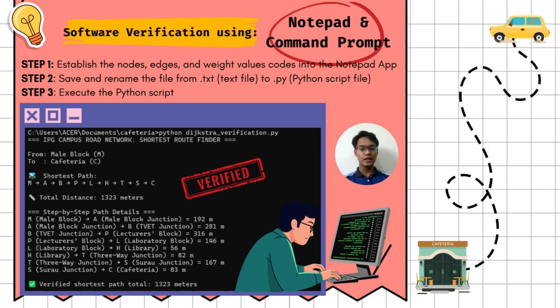To verify our answer, we use software verification by using Notepad and Command Prompt. Basically, we establish the nodes, edges, and weight values first in the Notepad app. Then we copy and paste it, save it, and rename it from a text file to a Python script file, which is code. And then when we execute the Python script, we will get the results. As we can see there, it also says that the shortest path is M, A, B, P, L, where the total distance is 1323 meters.